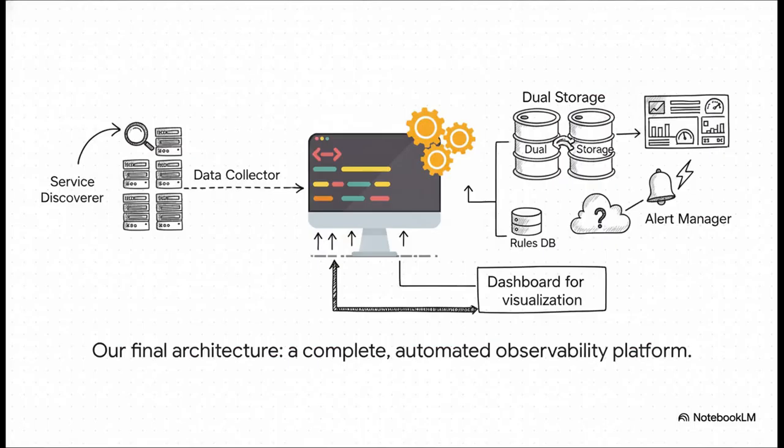And here it is, the whole shebang. This is our final architecture. You can see how it all connects. From the Service Discoverer automatically finding new targets, to the data collector pulling metrics, our super efficient dual storage system, and all the way through to the rules DB, the querying service, the alert manager, and finally a dashboard for visualization. What we've designed here is a complete automated observability platform. It's powerful enough to drive everything from simple line graphs to even complex 2D heat maps, which you could use to visualize an entire cluster's health at a single glance.